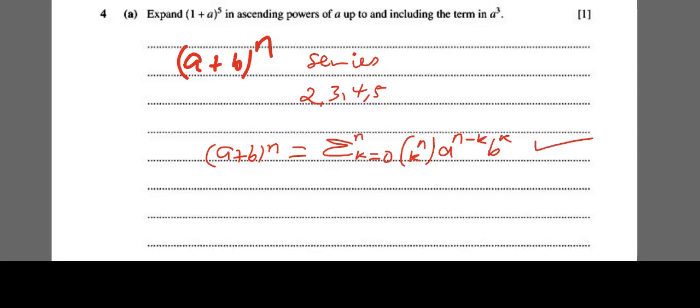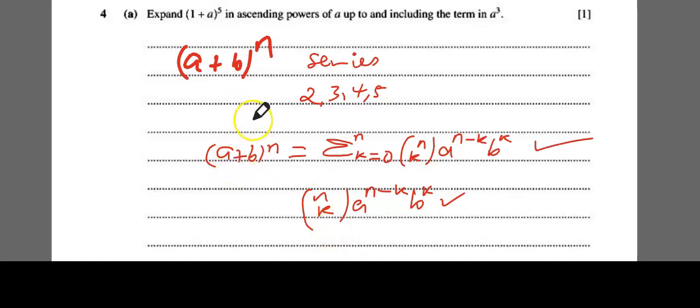So in this case, each term is going to be in the form n choose k, where a is up to the power of n minus k, and then b to the power k. You will understand more of this formula as we look at the given example, for instance.